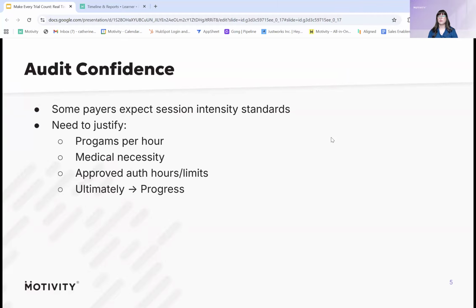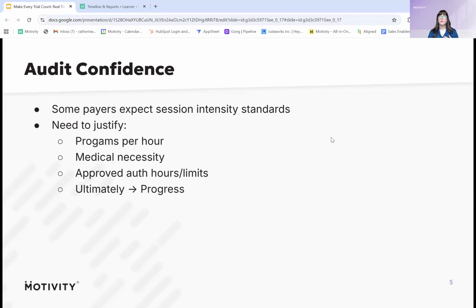Is the session timeline, length, and content demonstrating medical necessity? And based on the number of approved auth hours or limits, are we seeing progress or not? That's going to be the most important part, of course: are we seeing progress or not?